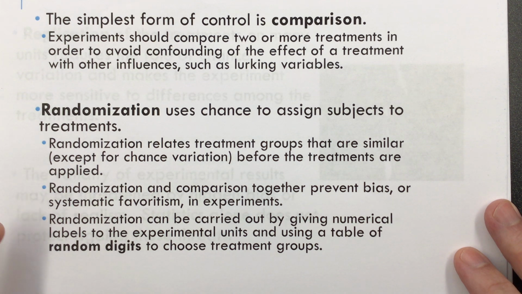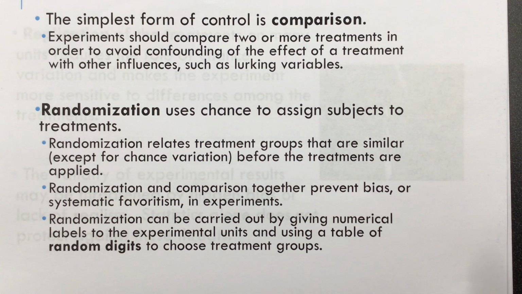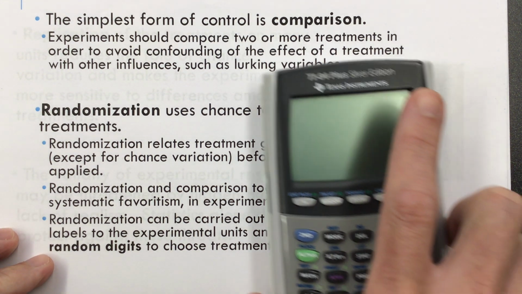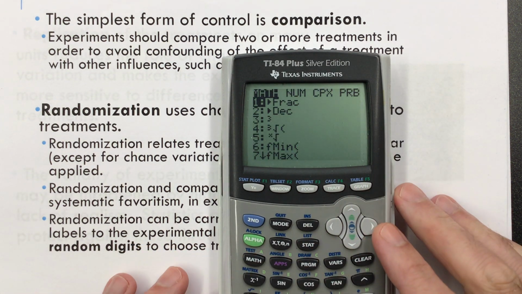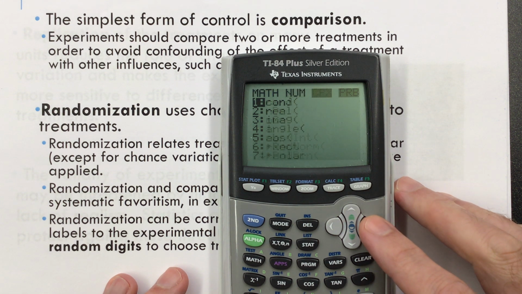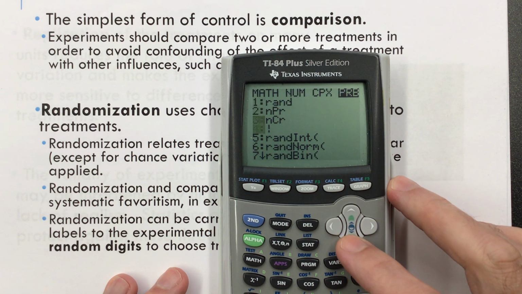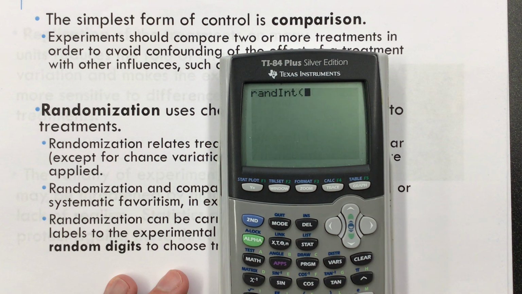How do we carry out randomization? Well, typically we use random digits, so a random integer feature. We have one of those on our calculator, by the way. Let me show you where that's located. If we go to the math menu and we go to probability, number 5 is the random integer command. So I can choose that.